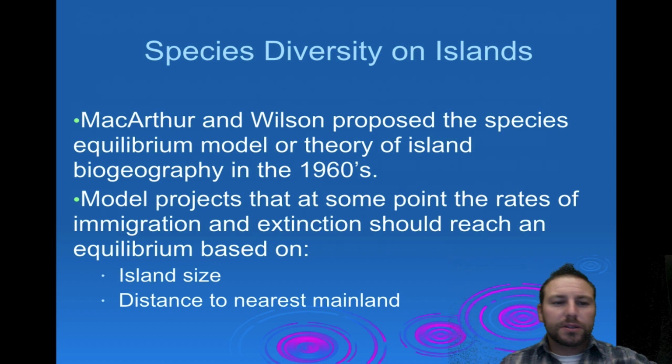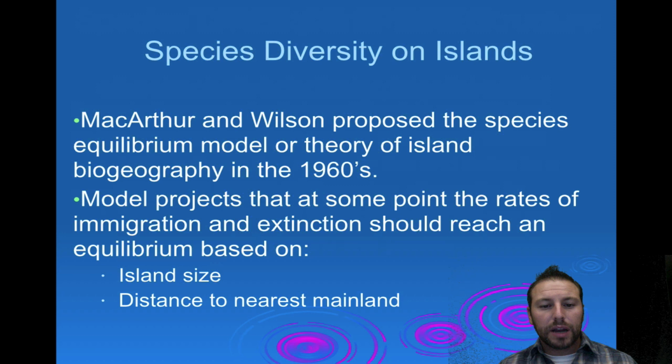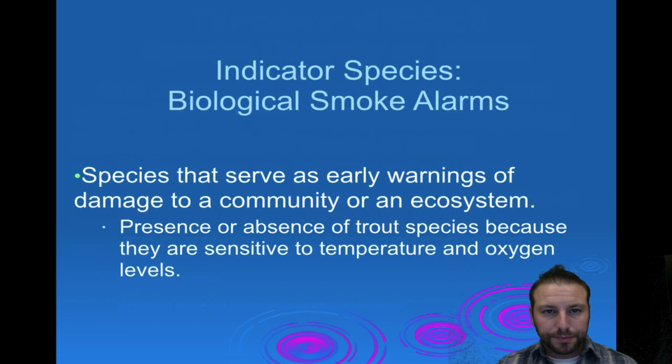One thing we can look at is that MacArthur and Wilson proposed the island biogeography theory in the 1960s, basically to look at immigration and extinction rates on an island based on the island's size and the distance to the nearest mainland. So if it's really far from the mainland, you won't have much immigration onto the island. Also, island size will allow for more niches, so you're also going to have different organisms occupying those different roles. And there's an equilibrium based on those two parameters.